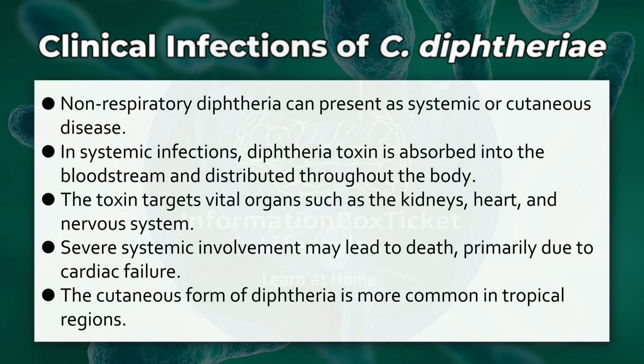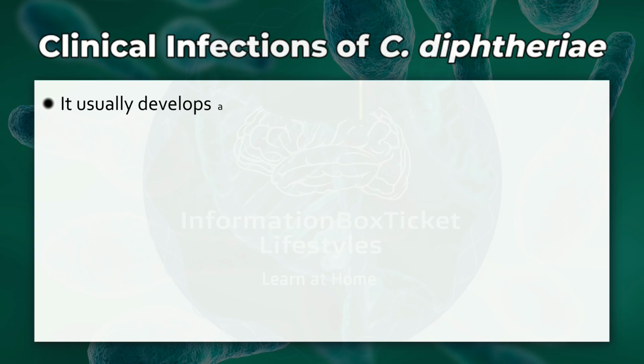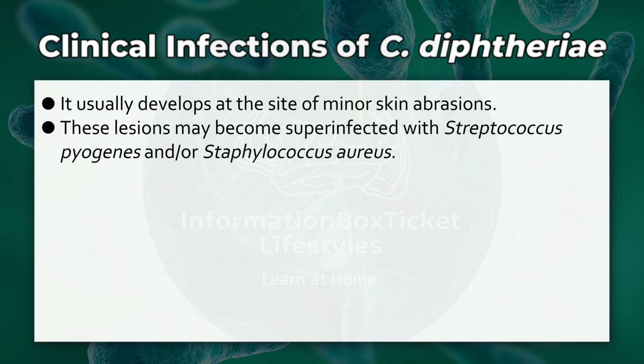The cutaneous form of diphtheria is more common in tropical regions. It usually develops at the site of minor skin abrasions. These lesions may become superinfected with Streptococcus pyogenes and/or Staphylococcus aureus.